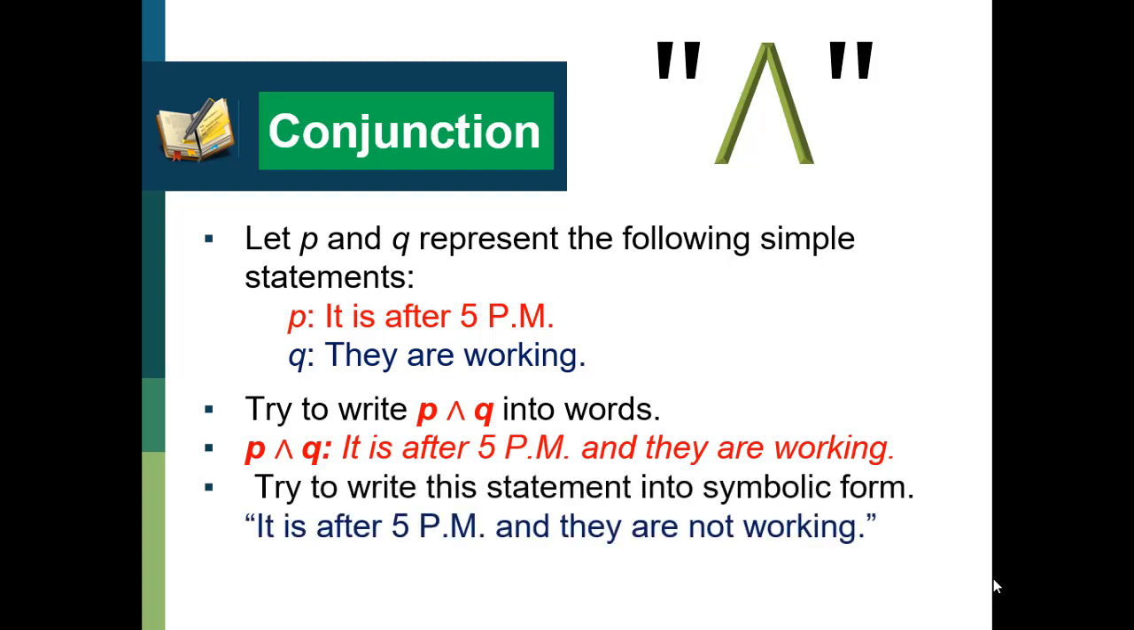What about vice versa? Try to write this statement into symbolic form. It is after 5 p.m. and they are not working. That is, the first statement is P, and then the word and will be represented by the inverted letter V symbol. And since the last statement is the negation of Q, then you will use tilde Q or not Q. Basically, you will have this: P and not Q. Did you get it? Alright.